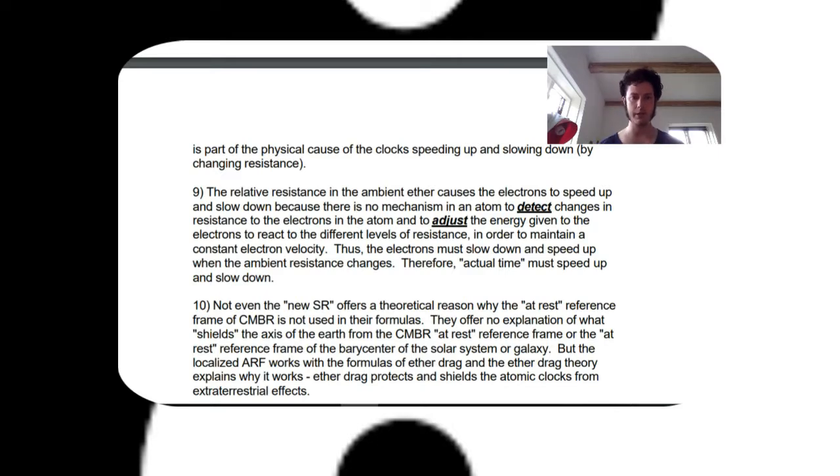Again, number 9 here, consider the relative resistance in the ambient ether causes the electrons to speed up and slow down because there is no mechanism in an atom to detect changes in resistance to the electrons in the atom and to adjust the energy given to the electrons to react to the different levels of resistance in order to maintain a constant electron velocity. Thus, the electrons must slow down and speed up when the ambient resistance changes. Therefore, actual time must speed up and slow down.